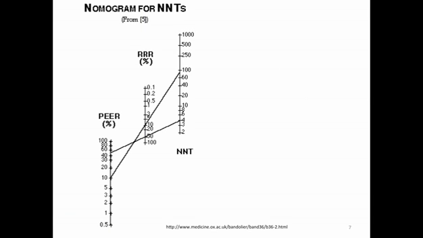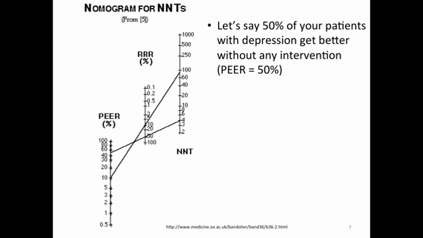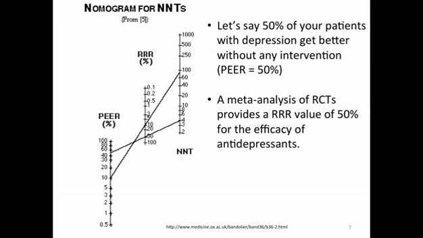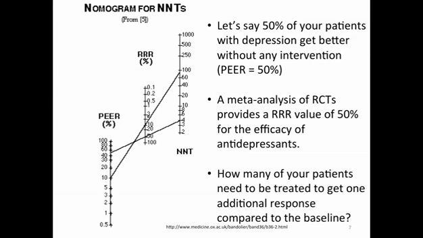Let's say 50% of your patients with depression get better without any intervention. That is, PEER is equal to 50%. A meta-analysis of RCTs provides a RRR value of 50% for the efficacy of antidepressants. How many of your patients need to be treated to get one additional response compared to the baseline? To answer this question, draw a straight line joining 50 and 50 in the first two columns, and extend this further till it touches the third vertical column. The answer is 4.